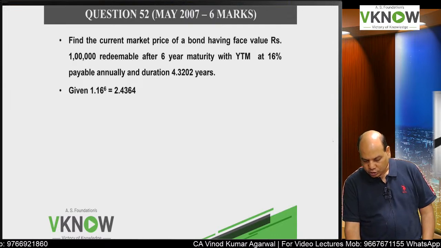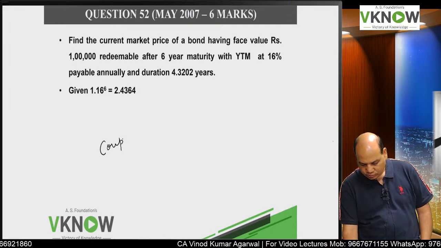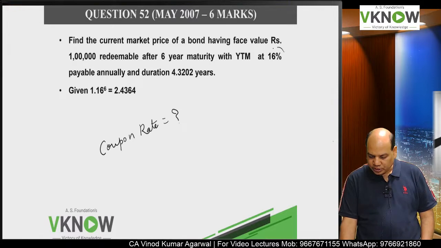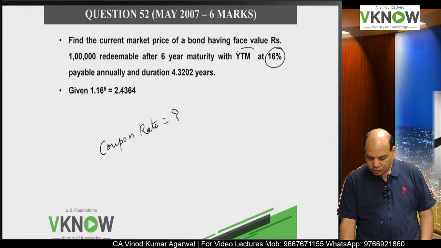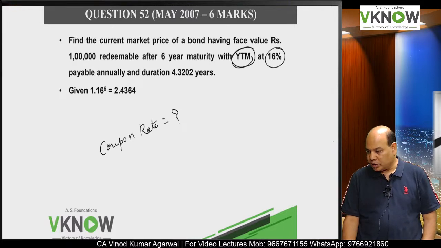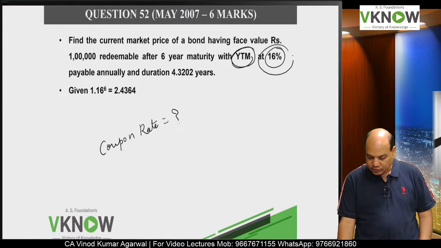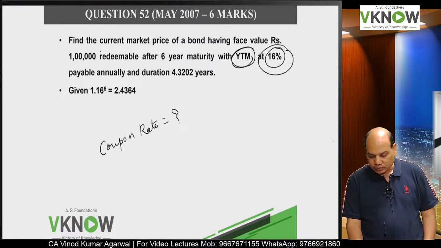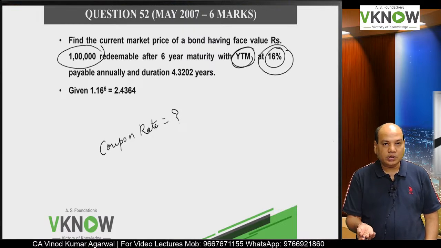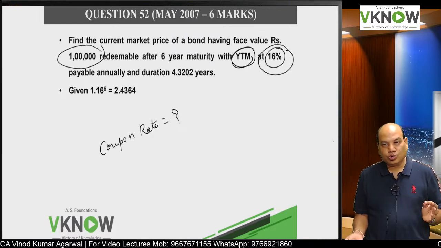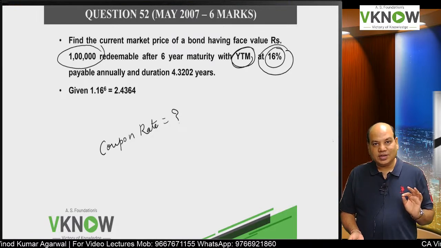We are not given the coupon rate also. You can't assume the coupon rate is 16% because YTM and coupon rate are not the same thing. If you assume the coupon rate is 16%, then there is no need to solve. The answer will obviously be 1 lakh. So why do we need this question? So the coupon rate is also missing here.